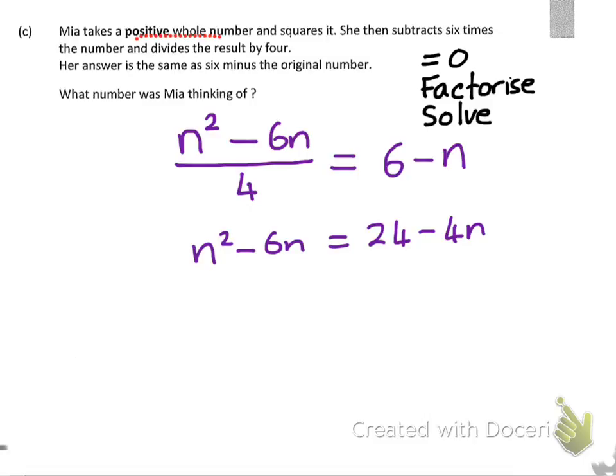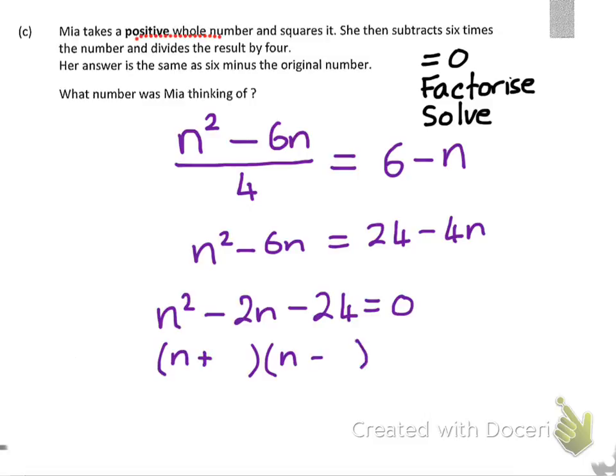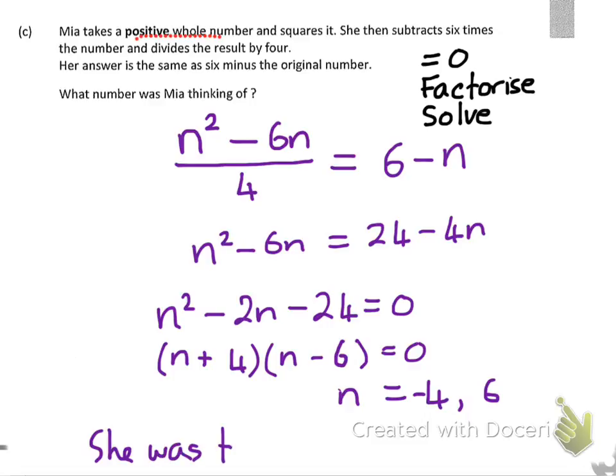This method comes up time and time again in both year 12 and year 13, so learn it. When you've got a quadratic, make it equal 0, factorize, solve. Move it over to the left-hand side, factorize it, put in your factors, n equals either -4 or 6. So she must have been thinking of 6 because it was a positive whole number.